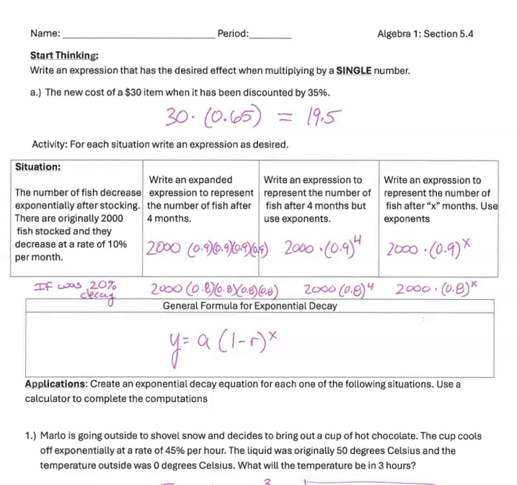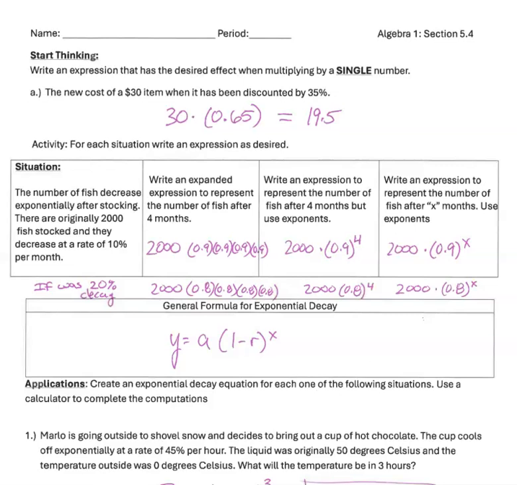Now, the first situation here, it says the number of fish decreases exponentially after a stocking. The original was 2,000 fish that are stocked, and it's going to be decreasing by 10% per month. The idea here is you dump a bunch of fish that aren't actually wild, and they get picked off by being caught by people and by birds. They're not used to being in the wild. So it drops by 10%, and then the new one drops by 10%, and so on.